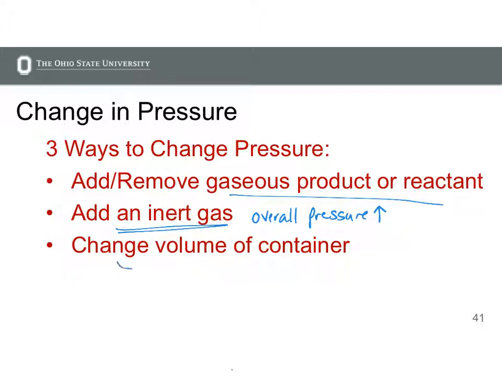The other thing we can do is change the volume of the container. Make the container bigger. What happens to the pressure? Container bigger, pressure goes down. And make the container smaller, pressure goes up. Okay?